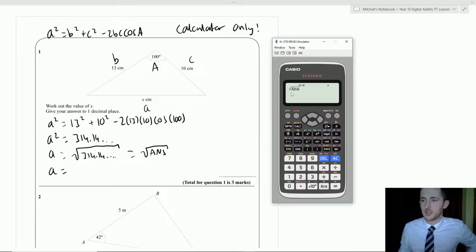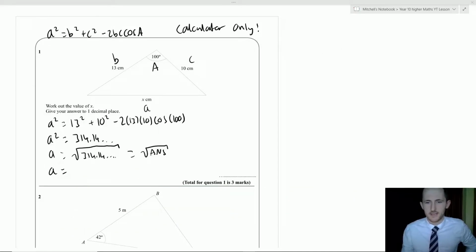And what it does is it stores whatever you previously had after you pressed equals. So in this case, my ANS is now 314.148, blah, blah, blah. So if I press equals, that is the same thing. Let's do it to one decimal place, so 17.7 centimeters. And again, remember your units. Centimeters, and that's to 1 dp.